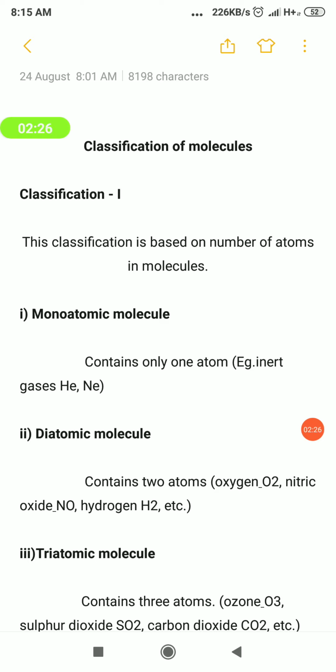It's made by how many oxygen atoms? 2 oxygen atoms. Then nitric oxide, NO. It's made by 2 atoms, 1 nitrogen atom and 1 oxygen atom. So it is also a diatomic molecule. Hydrogen, H2, is a diatomic molecule since it's made by 2 hydrogen atoms. So I think you all might have understood what a diatomic molecule is. If a molecule is made by 2 atoms, then it will be called a diatomic molecule.